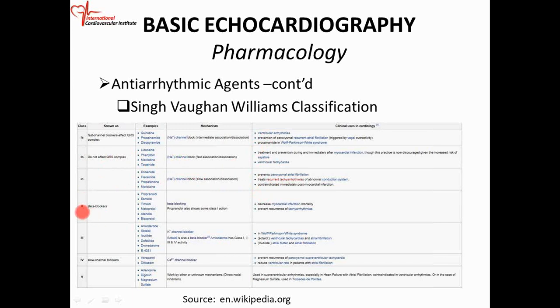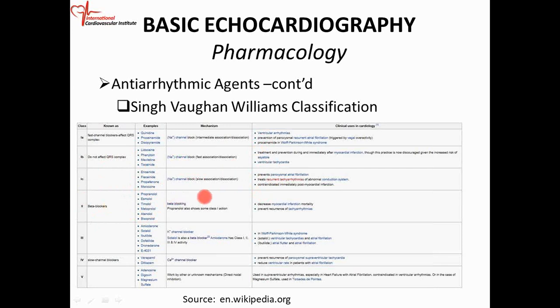Your class 2 is the beta blockers. So these are your so-called anti-sympathetic drugs. So beta blockers is in your class 2. And of course, beta blockers includes your propranolol, esmolol, timolol, metoprolol, atenolol, and bisoprolol. So these are some of the beta blockers in use, class 2.